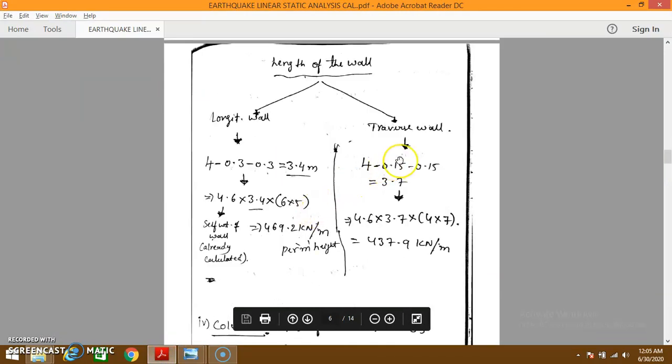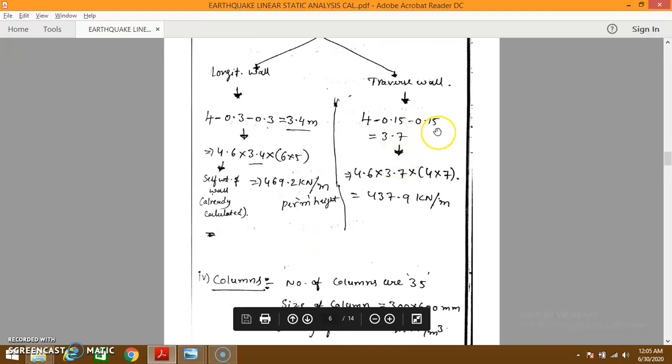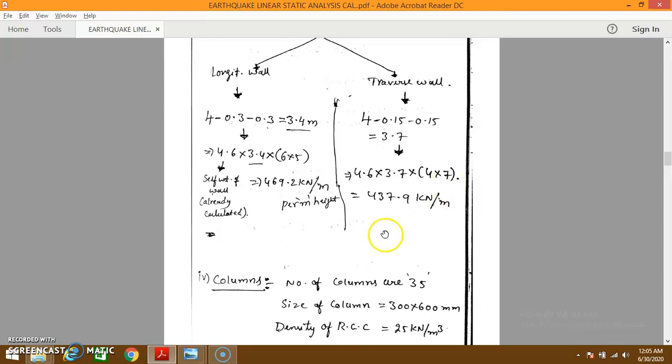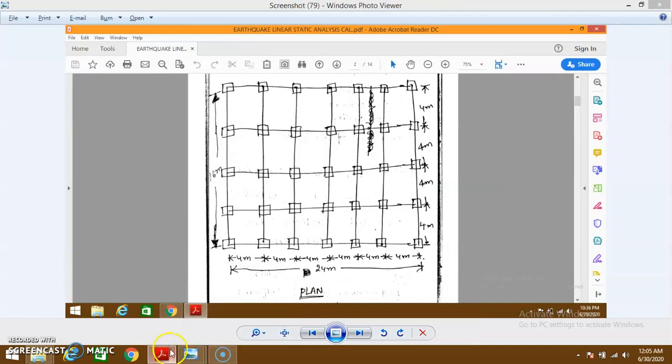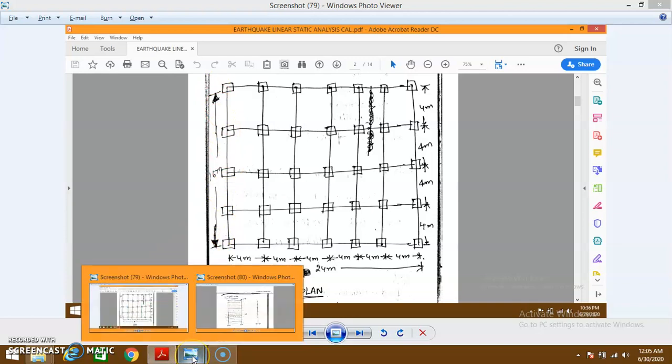The transverse is also the same. 4 minus 0.15 minus 0.15 equals 3.7. 4.6 is the self-weight of wall into 3.7 into 4 bays into 7 lines in the transverse direction. The total number of transverse lines is 7: 1, 2, 3, 4, 5, 6, 7. How many bays? 1, 2, 3, 4. So 28 walls in the transverse direction.